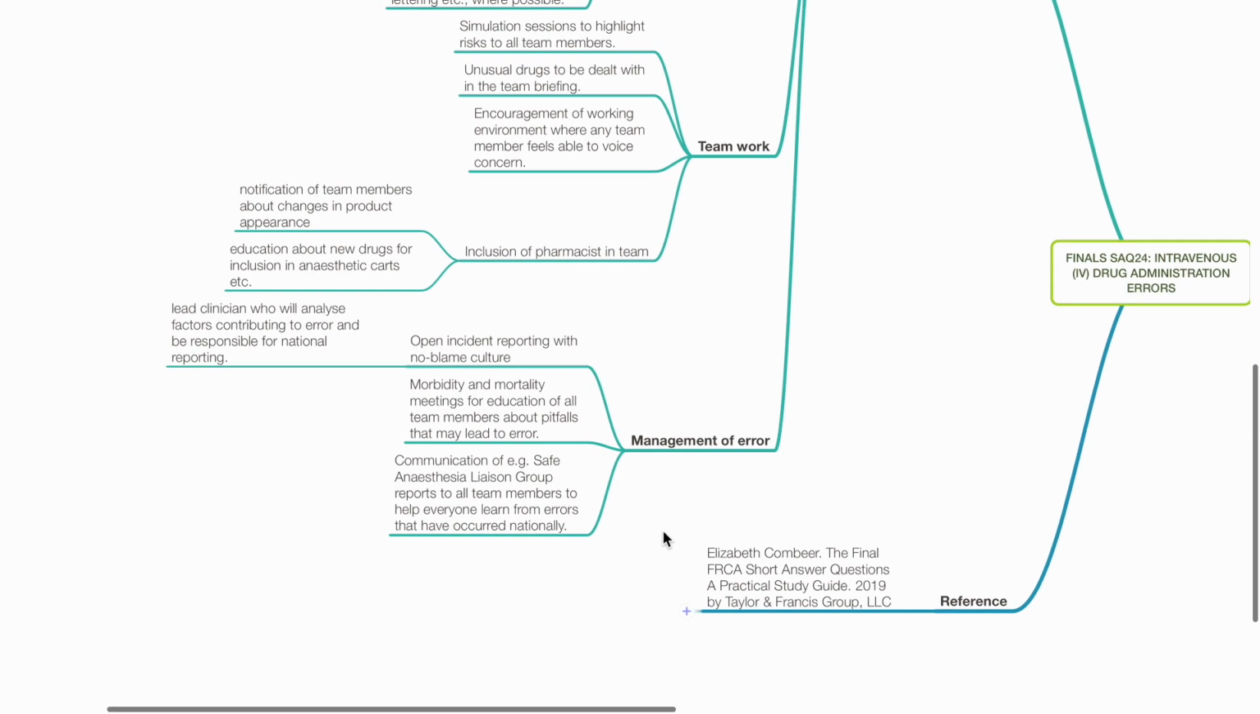Management of error: open incident reporting with a no-blame culture. A lead clinician who will analyze factors contributing to error and be responsible for national reporting. Morbidity and mortality meetings for education of all team members about pitfalls that may lead to error. Communication of Safe Anesthesia Liaison Group reports to all team members to help everyone learn from errors that have occurred nationally.